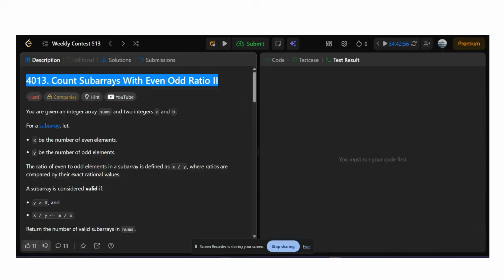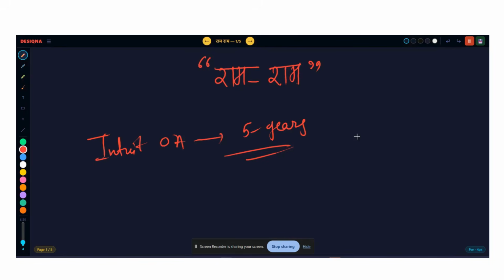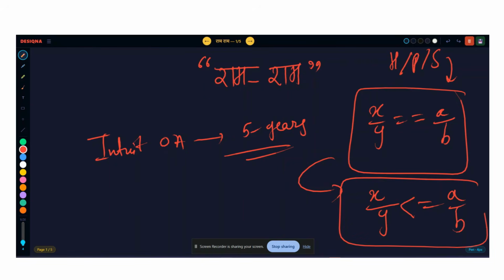Okay, in their question also they wanted the ratio. They wanted you to find the good subarrays such that the ratio of x by y is equal to a by b. In their question, they wanted the ratio to be equal. This could easily be solved using hashing, prefix, suffix, and some mathematics. In today's question, the only thing which makes this problem hard is that they want x by y less than equal to a by b. This makes things difficult.